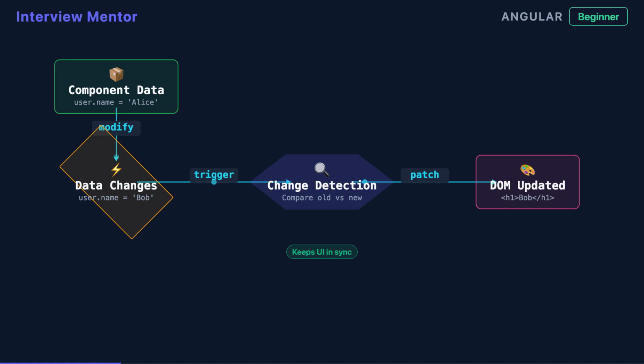This synchronization happens through change detection, which compares the current state of your data with the previous state and patches the DOM wherever differences are found. Without it, your UI would become stale and out of sync with your application state.